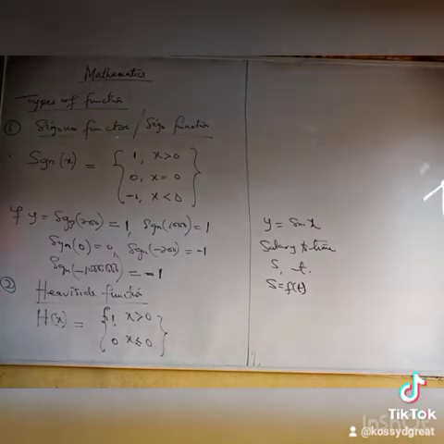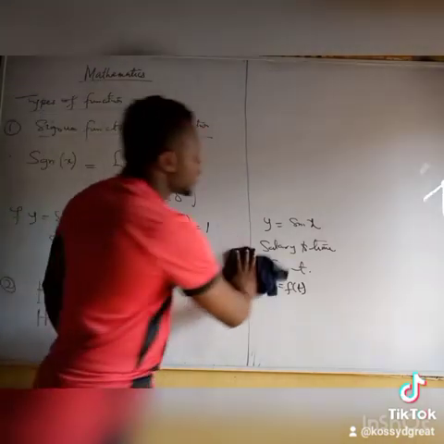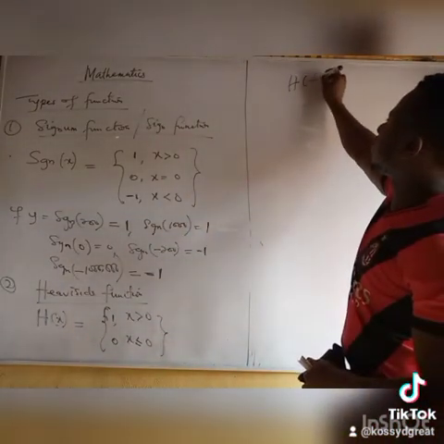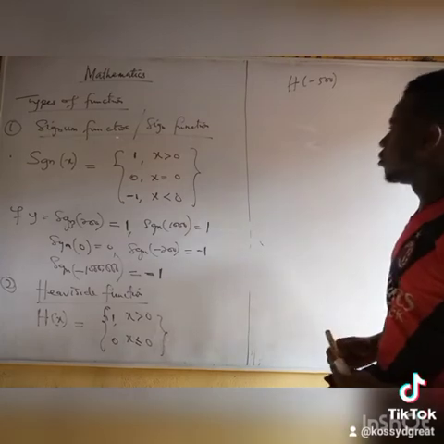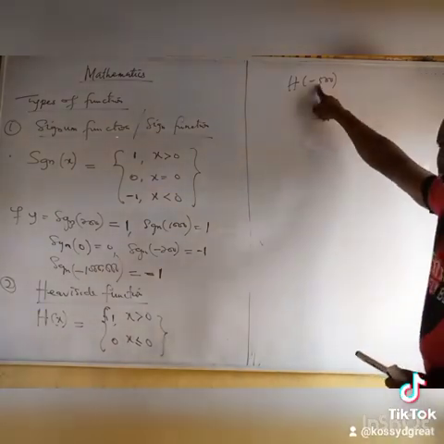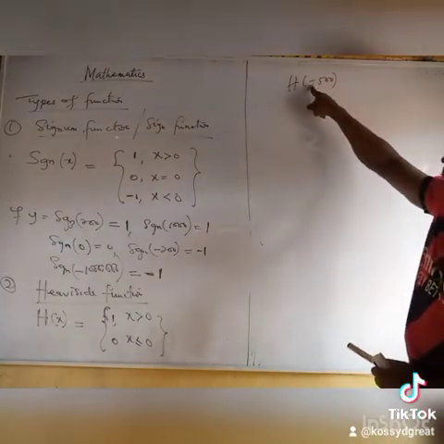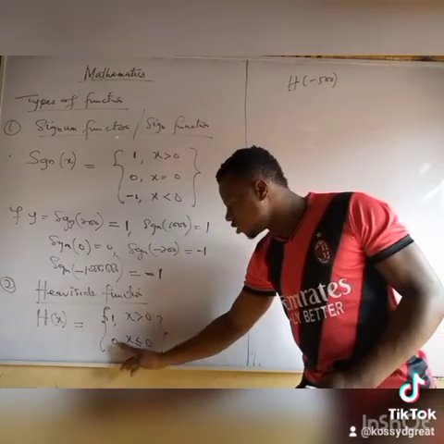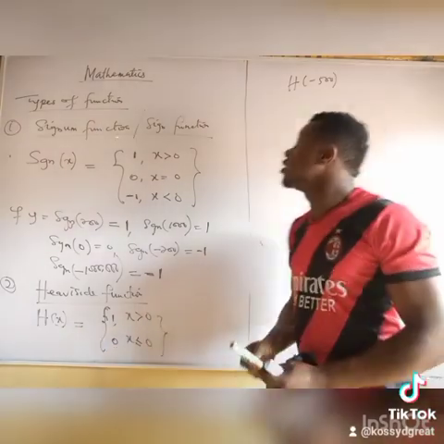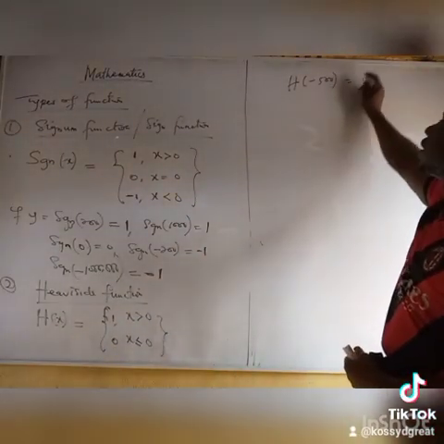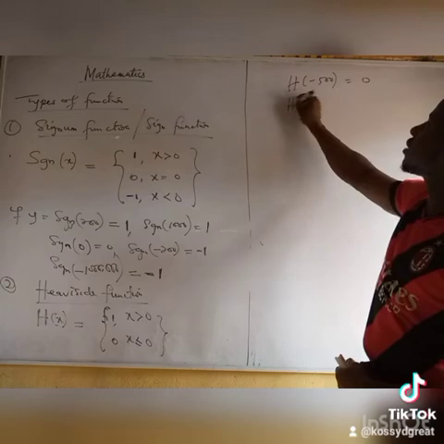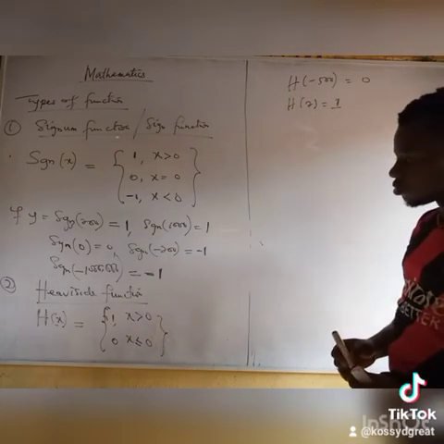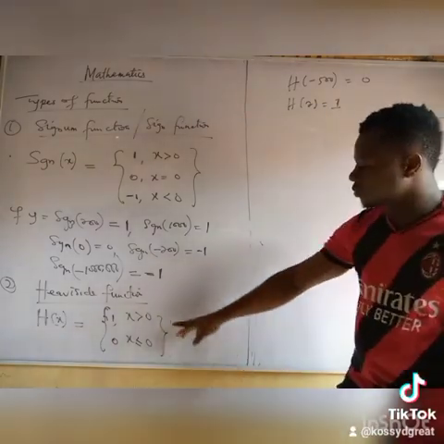So you can see, if I give you a function like Heaviside of minus 500, you can see that minus 500 is smaller than 0. So the condition is on this particular point. So the Heaviside of this is 0. The Heaviside of 2 is equal to 1. Why? Because 2 is bigger than 0. This is the condition.